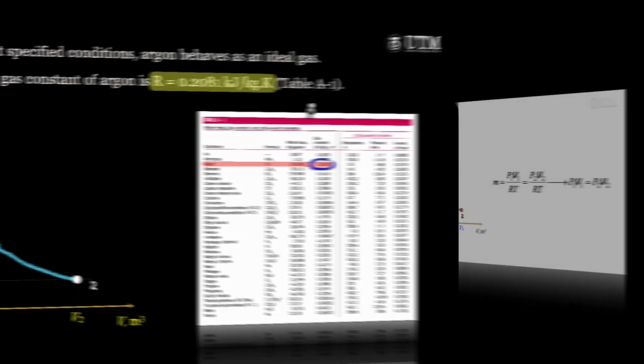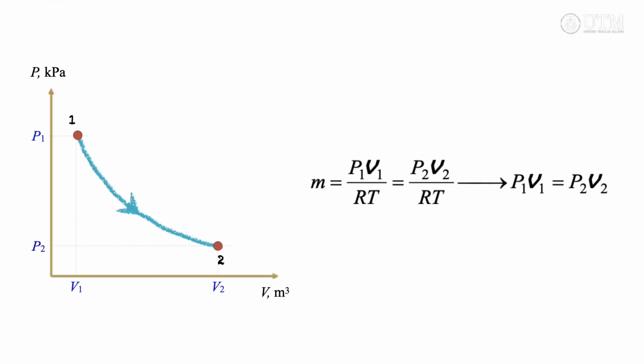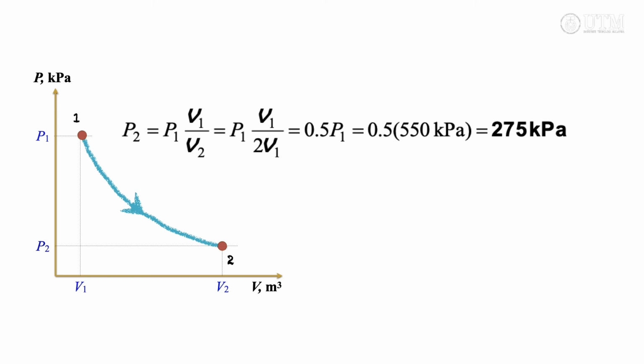Since the temperature remains constant, the ideal gas equation can be arranged as given, which when solved for final pressure becomes 275 kilopascals.